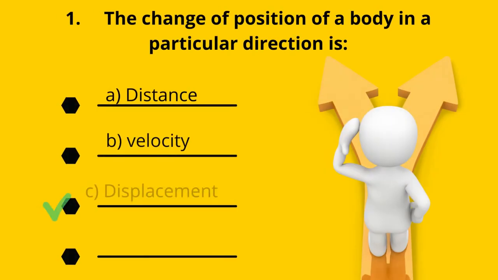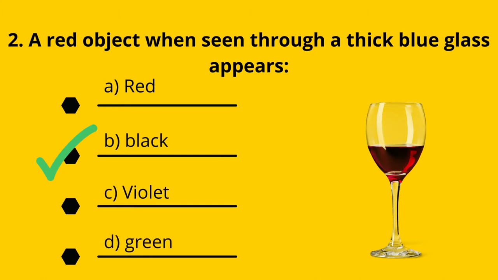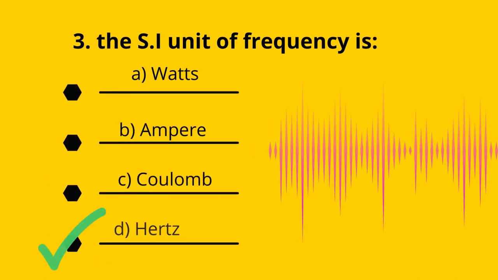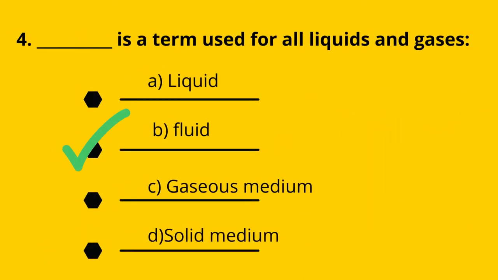The change of position of a body in a particular direction is displacement. A red object, when seen through a thick glass view, appears black. The SI unit of frequency is hertz. Fluid is a term used for all liquids and gases.